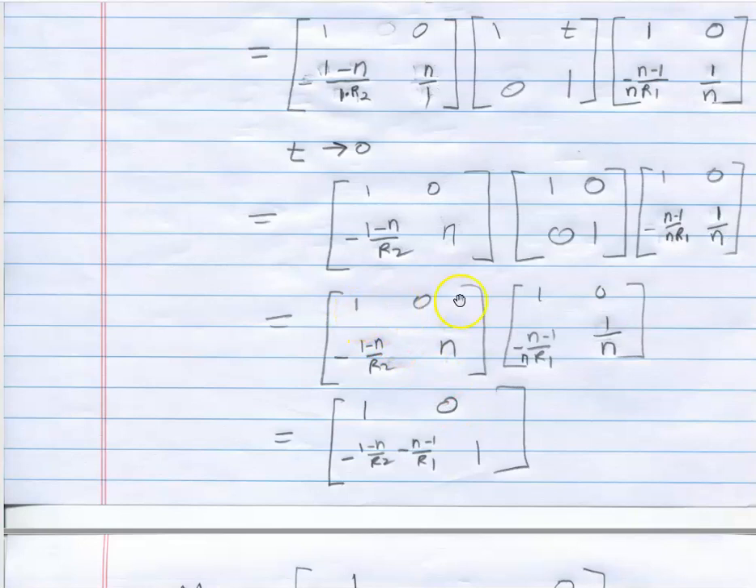If I do that, I get 1 times 1, which is 1. 0 times this one is 0. I get 1 times 0, 0 times 0, so 0 up here. And then for this one I get minus this quantity times 1, so that's minus (1 minus n) over R2, plus this quantity times this one. The n's go away, and that just becomes minus (n minus 1) over R1. And then finally, the last one becomes 0 times n plus n times 1 over n, which is just 1. So at that point, you just need to clean that up a little bit.